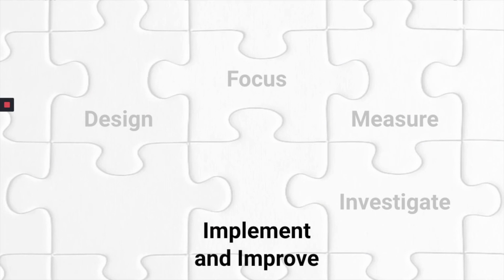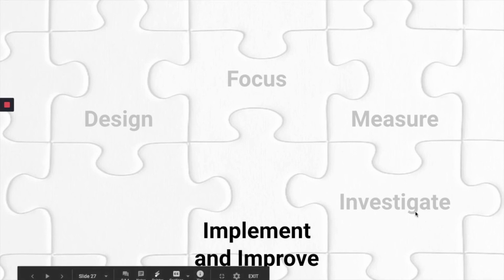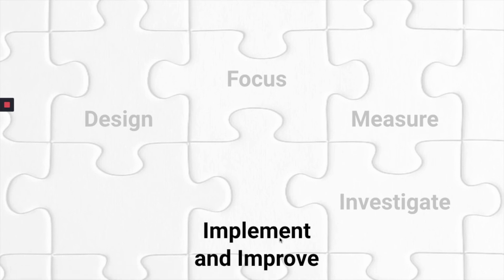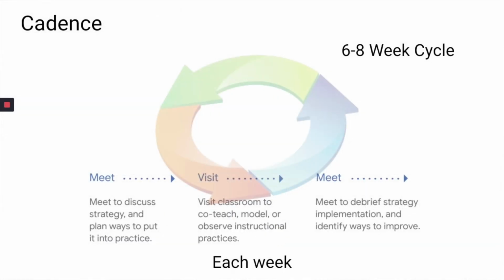Implement and improve. This is step 3 of our cycle. So we started, step 1 was focus. As part of focus, we took a measure of where we're at. Stage 2 in the cycle is to investigate. Stage 3 is implement and improve. This is the longest part of the cycle.